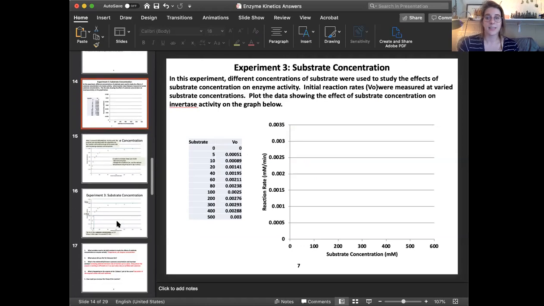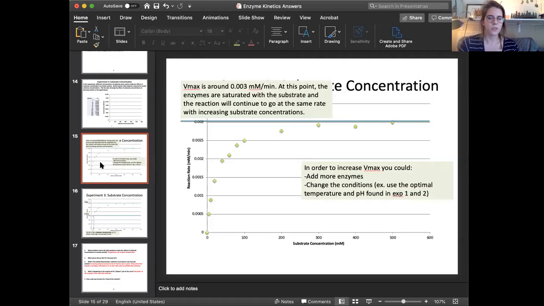Okay, experiment 3, substrate concentration. Here we have a graph where we're adding a bunch of substrate, adding a bunch of substrate, adding a bunch of substrate, and then suddenly we get to a point where adding more substrate doesn't do anything else.